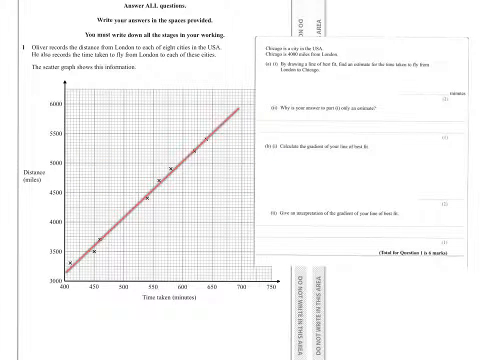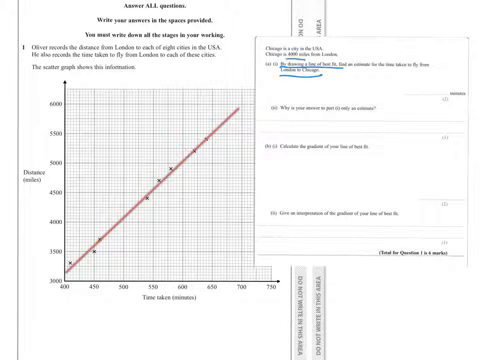Question 1. Oliver records the distance from London to each of 8 cities in the USA. He also records the time taken to fly from London to each of these cities. The scatter graph shows this information, and part A says, by drawing a line of best fit, which I've done already, find an estimate for the time taken to fly from London to Chicago.